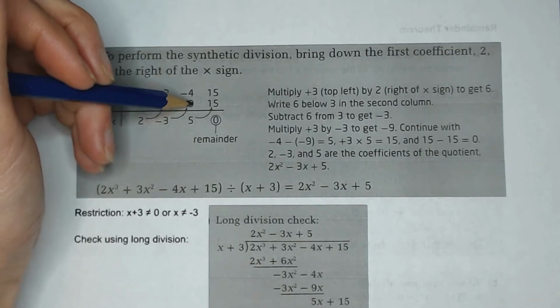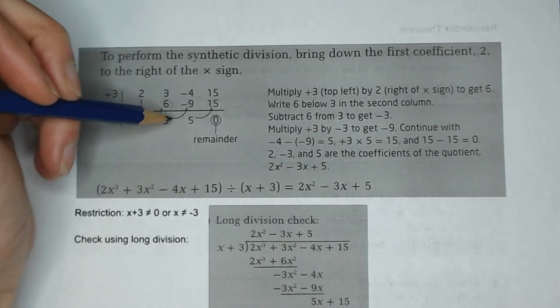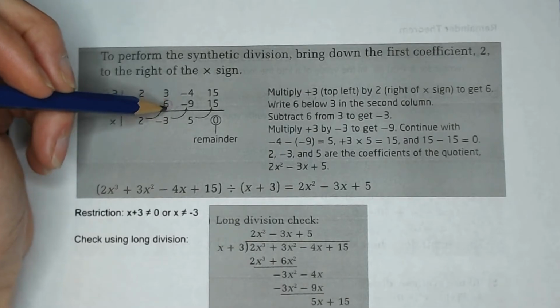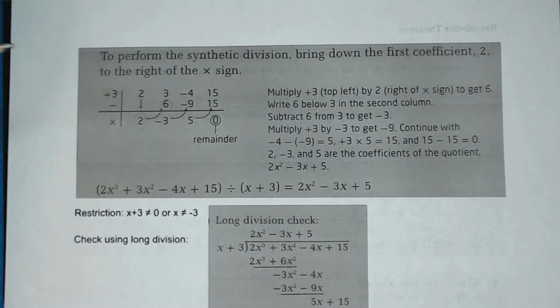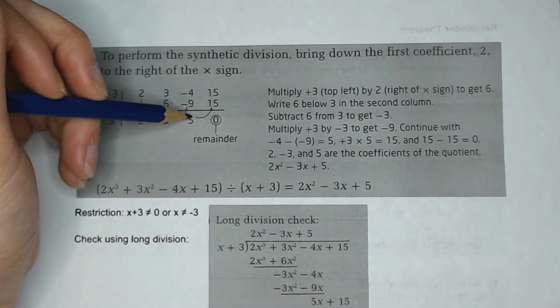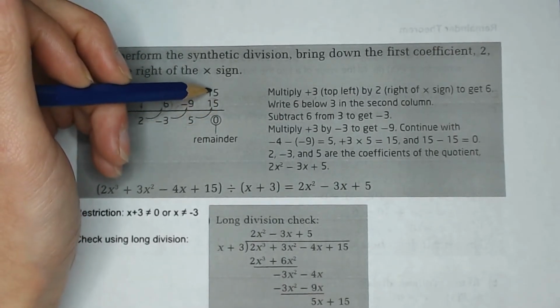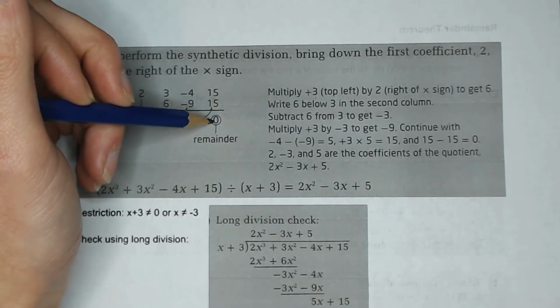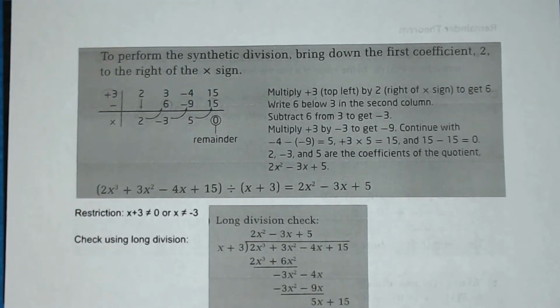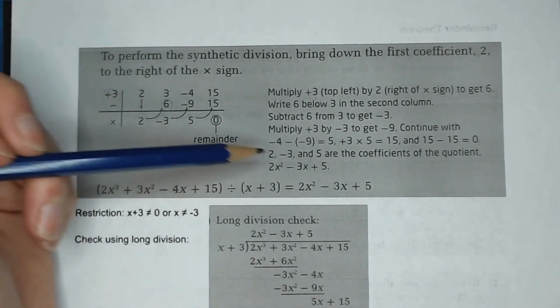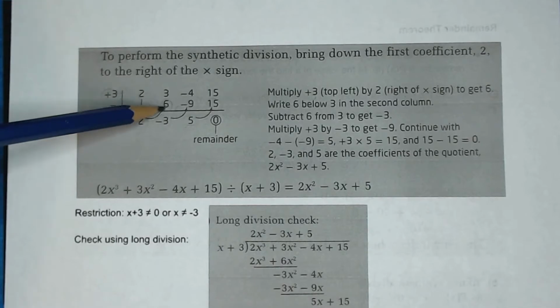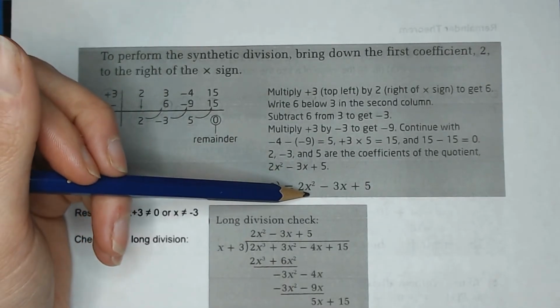That will give us our negative 3. Multiply by positive 3 up here. Multiply by positive 3. That gives us negative 9. Negative 4 minus negative 9 gives us positive 5. 5 times 3 gives us 15. 15 minus 15 gives us 0. That also tells you that x plus 3 is a factor of this function.